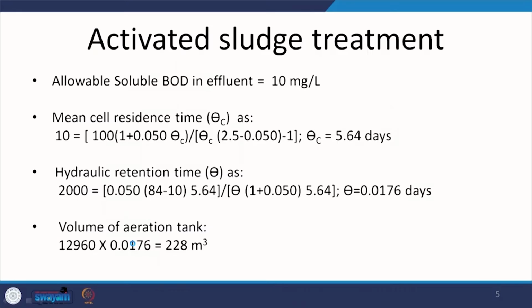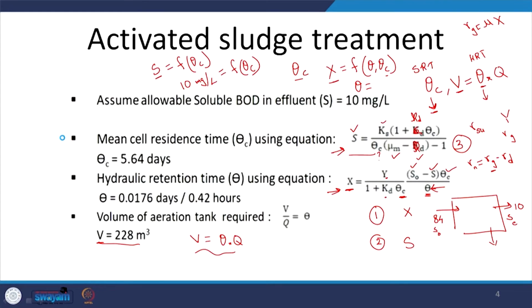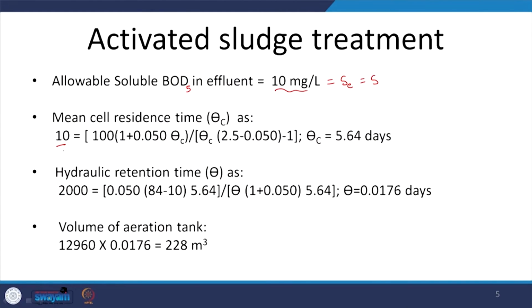So, let us move on. So, what do we have? As I mentioned in this question, I wanted S effluent or S to be 10 milligram per liter. This is the acceptable BOD5 in the effluent, let us say. So, theta c, as I mentioned, we can get from this equation, right. So, this is S, and what are the different variables, Ks and so on and so forth, and from that we get a cell residence time, as in the microbes are staying in the system for a time of 5.6 days. As you see, it is considerable time.